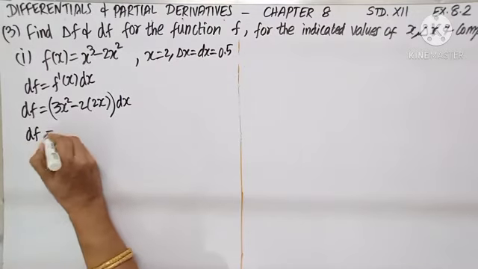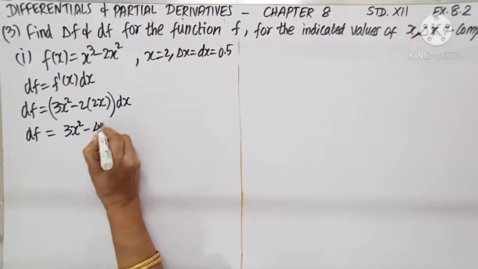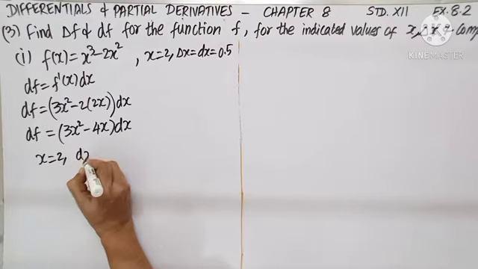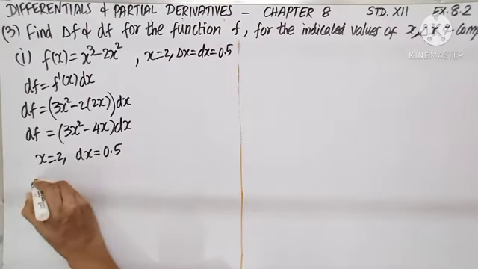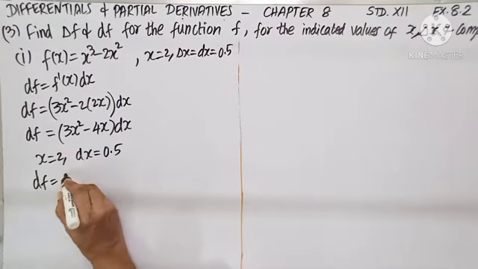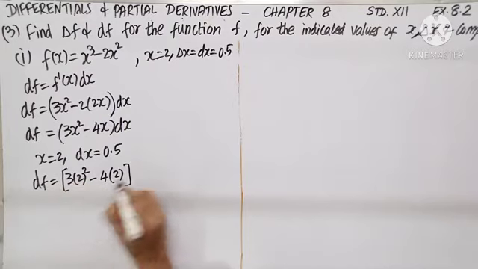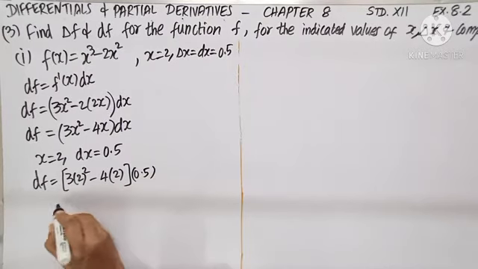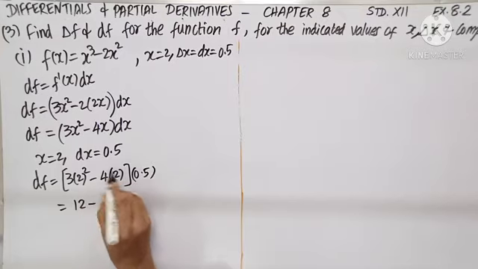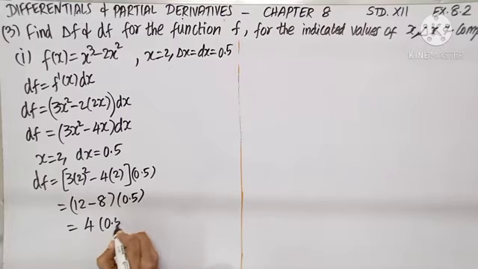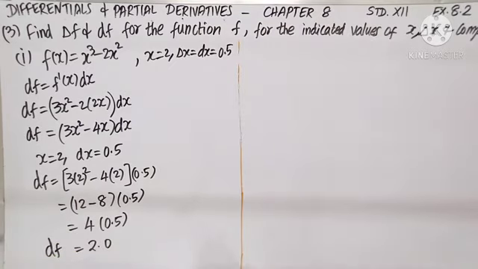Or I will say it is 3x square minus 4x into dx. Now x is 2 and dx is 0.5. So df equals 3 into 2 square minus 4 into 2, the whole thing into 0.5. 4 3s are 12 minus 8 into 0.5. 4 into 0.5, that is 2.0. So df we have got 2.0.